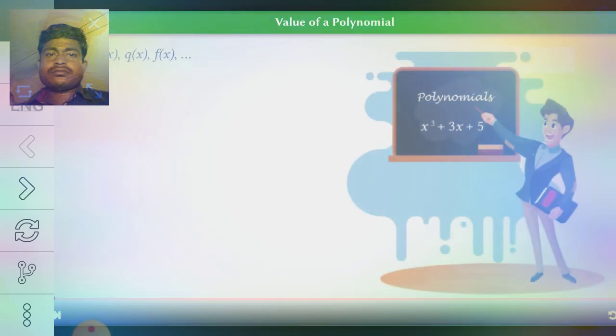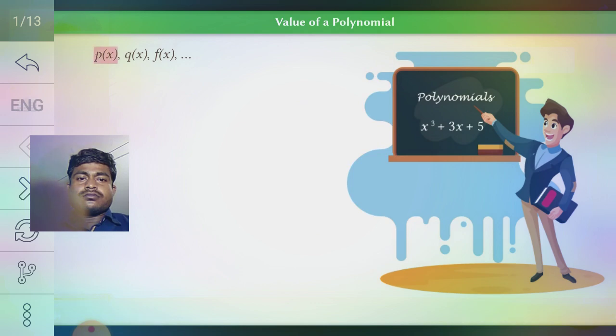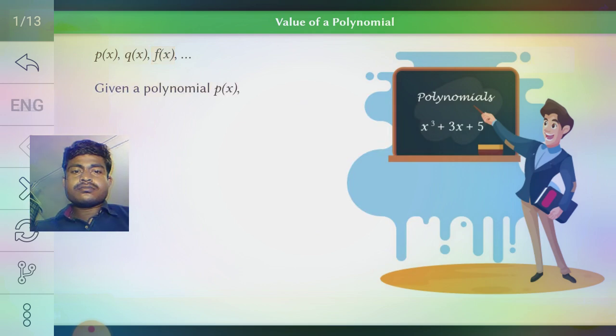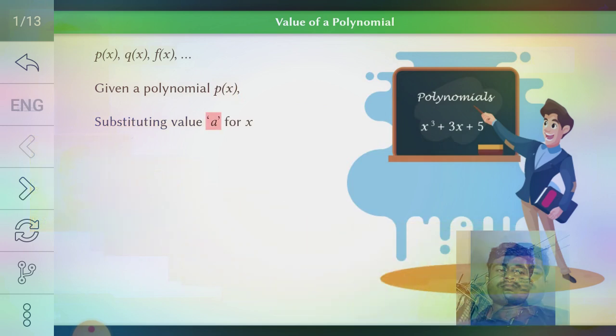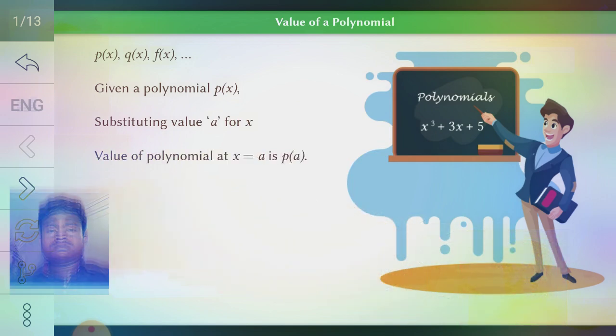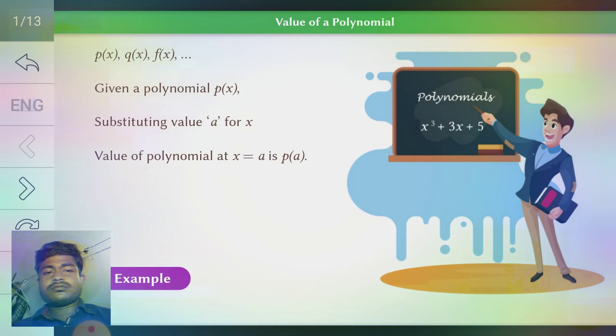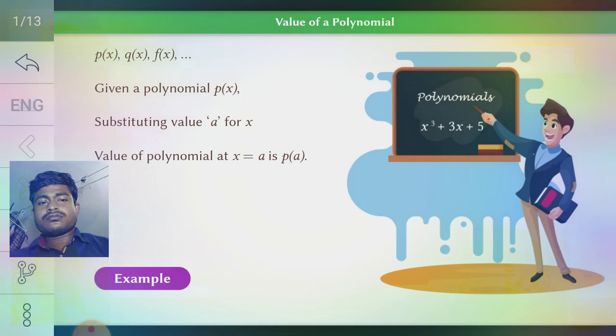A polynomial in x is usually denoted by p(x), q(x), f(x), etc. Given a polynomial p(x), by substituting a value a for x in the polynomial, we obtain the value of the polynomial at x equal to a. We denote it by the symbol p(a). Tap the button to understand this better with an example.